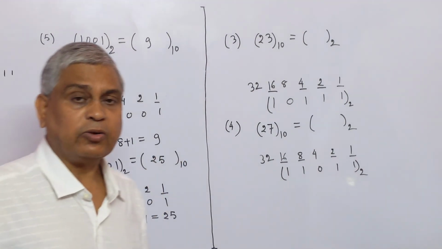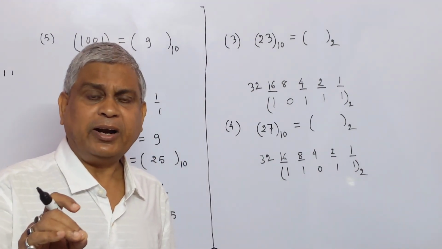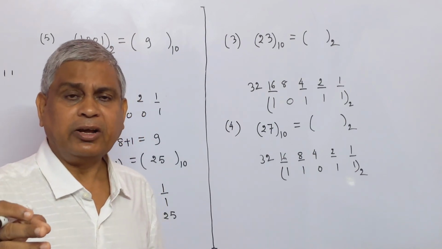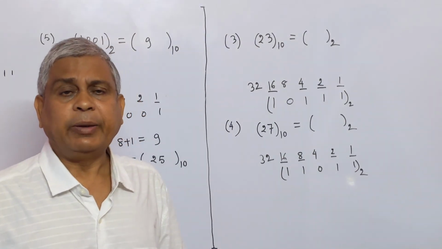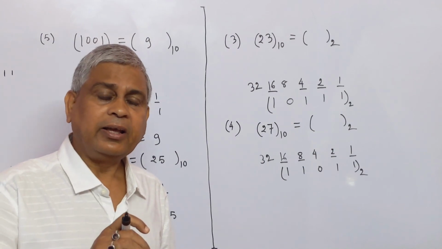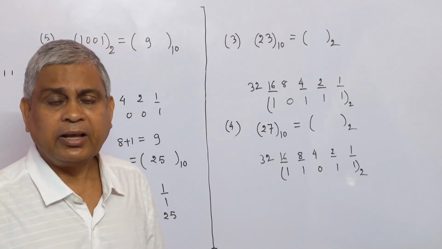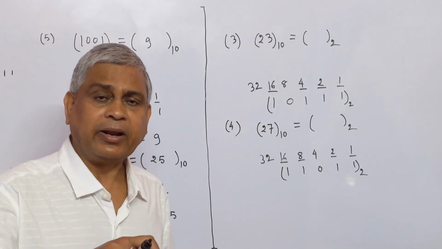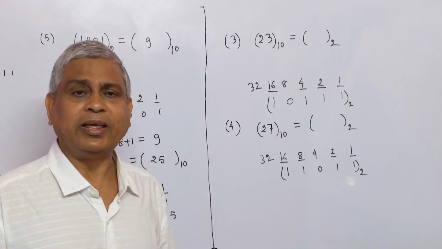So in this way we may convert any decimal number to a binary number and any binary number into a decimal number very easily, very quickly.